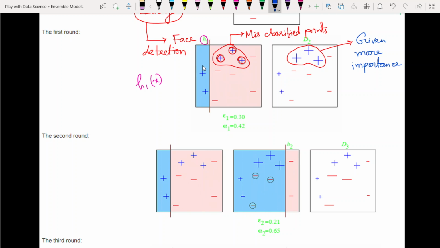The classifier doing the correct job. So according to the basis of this accuracy value, we have given the weight of this model H1. The value of the weight of these models is alpha 1. So the alpha 1 is the simple weight value.